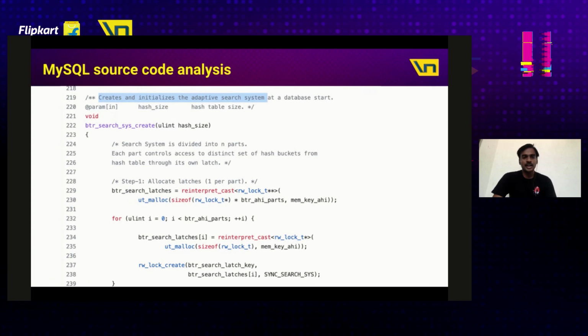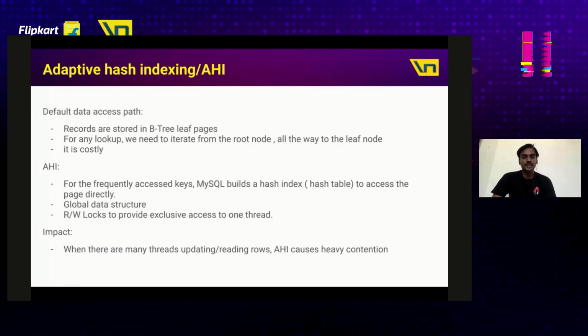Before diving in, let's talk about how data is stored in MySQL. In MySQL, data is stored in B-tree leaf pages. For any lookup, we always iterate from the root node all the way to the leaf node. That root-to-leaf traversal takes a lot of time and is generally costly. To solve this problem, MySQL builds a cache table called the adaptive hash index, and it caches the records directly. This cache is a global data structure.